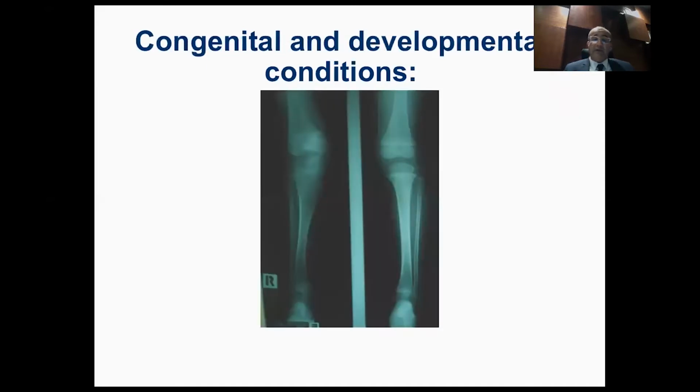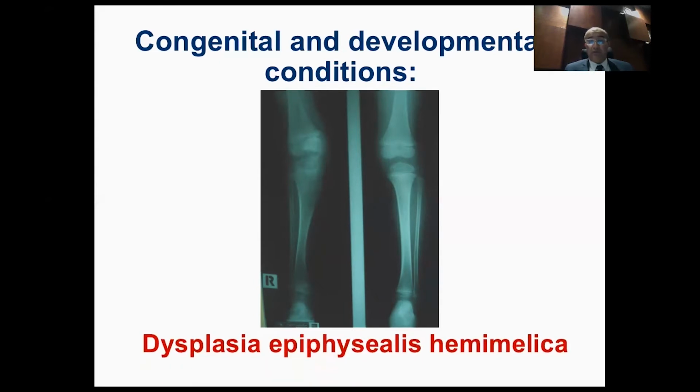If you analyze this X-ray, you'll find that there is an abnormal lesion in the epiphysis of the distal femur and proximal tibia. It looks like an exostosis or an osteochondroma of an epiphyseal location, which is very rare. Well, actually, this turned out to be a dysplasia epiphysealis hemimelica. It's a congenital disorder that mimics bone tumor. The child presents with a swelling, but this swelling is not due to a tumor. It's due to a developmental condition.